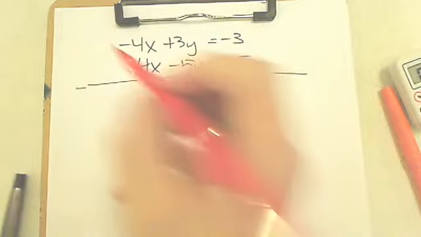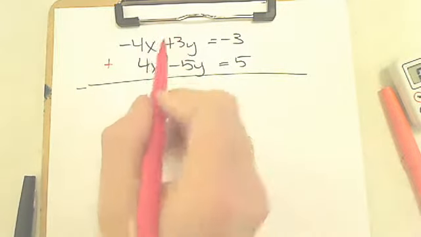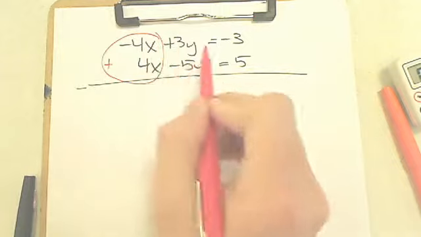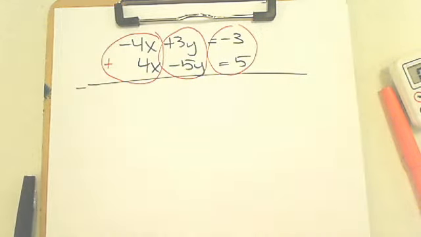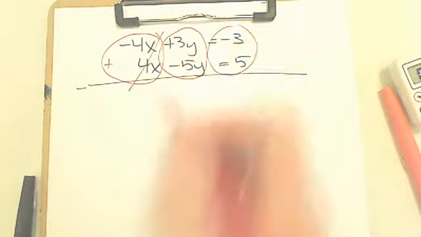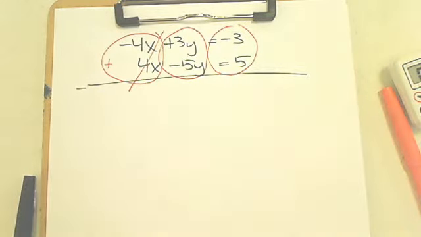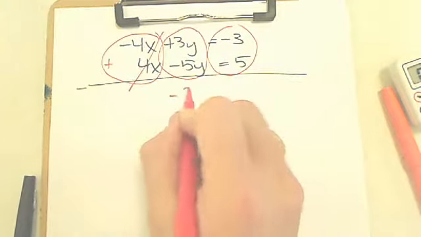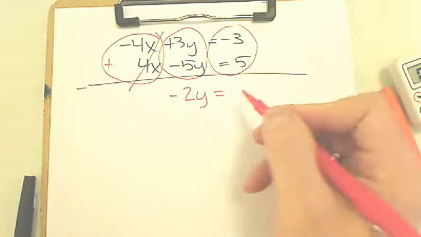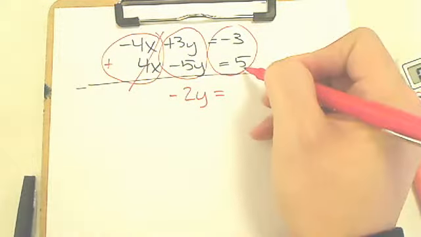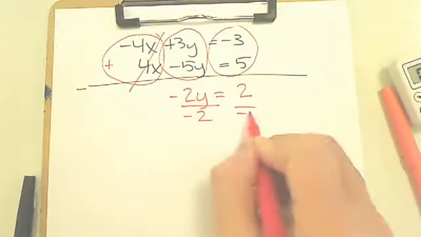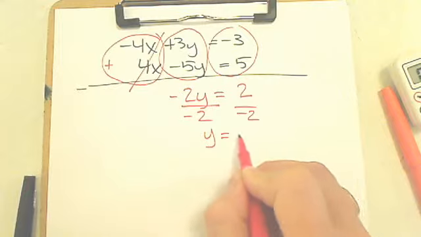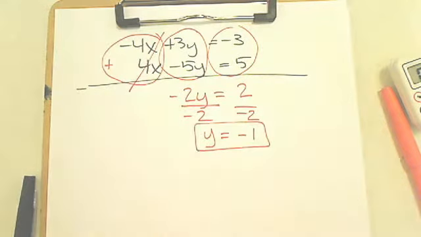Subtract. So basically, I'm just adding. If you think about it, you're just combining like terms. That's another way to think about it. 4 minus 4 is 0. 3 minus 5, negative 2, or negative 2y. Negative 3 plus 5, positive 2. Last step. Be careful. It's negative 1 when you divide those two numbers.